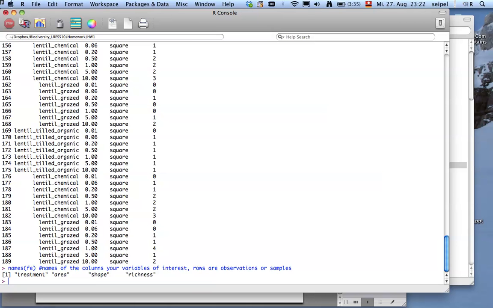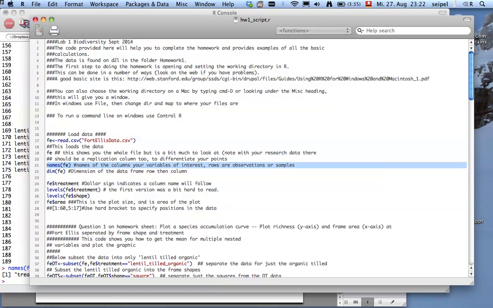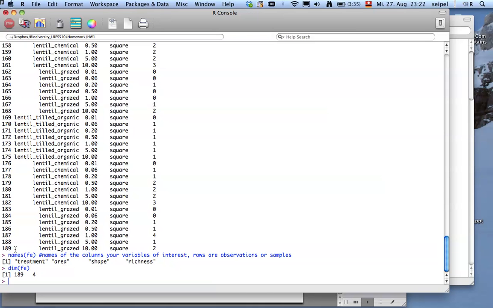So I'm going to quickly move back to my script. In Windows, you can do that by pressing Command 2, and it'll always take you to your script. And I'm going to check out the dimensions of this. The dimensions refers to the size of the matrix. So we have 189 rows, or 189 observations, and 4 columns, which correspond to the 4 names up on the command line above.